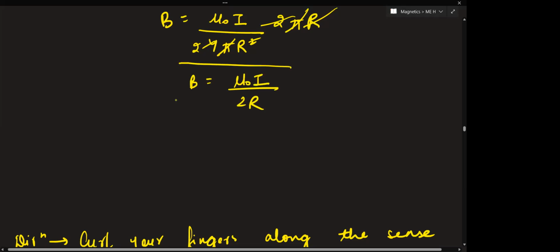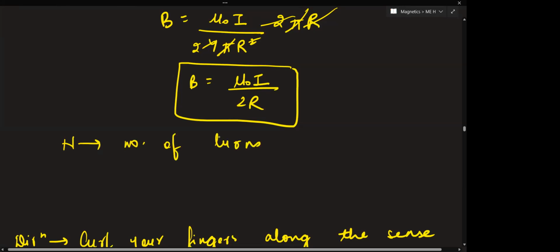You have to remember this formula as well as the derivation. If n is the number of turns, that is, more than a single turn has been made, then the magnetic field is equal to n times mu naught I divided by 2r.